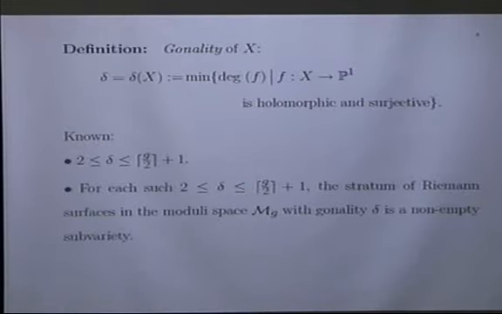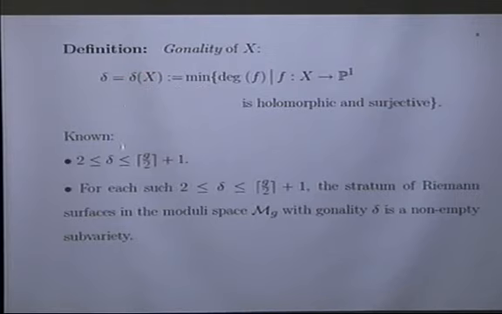For that, there's this definition, the so-called gonality of a Riemann surface, which I denote by delta. It's the minimum of the degree of non-constant holomorphic maps from X to P1. Look at all these maps f and look at the minimum degree. That is called the gonality of X, denoted delta(X). In other words, if X is hyperelliptic, then delta(X) is equal to 2, and if X is non-hyperelliptic, then delta(X) is at least 3.